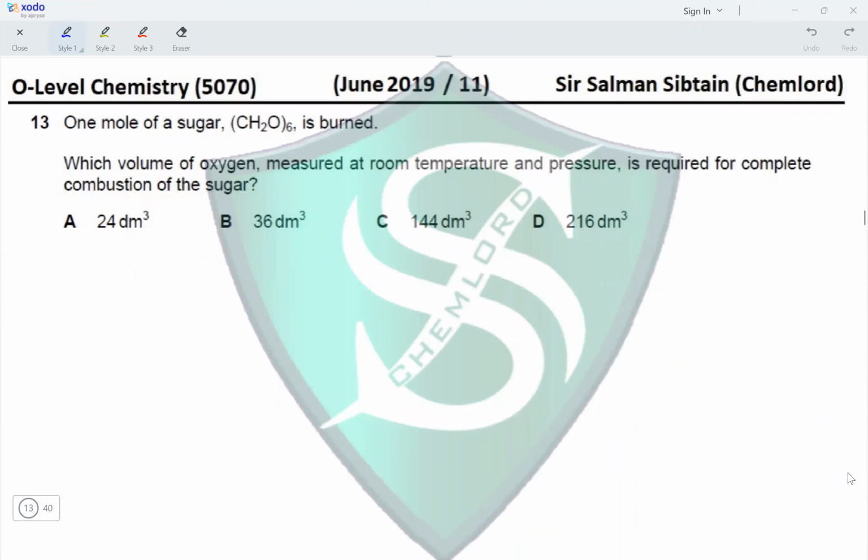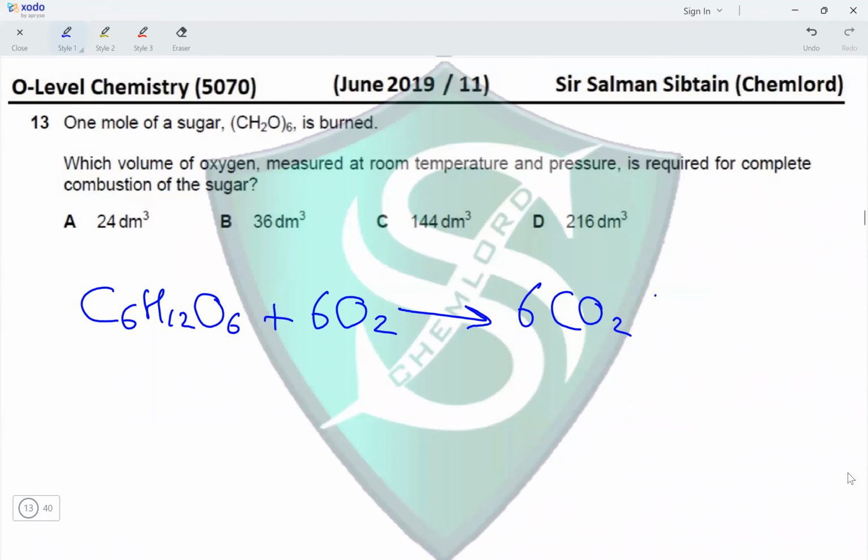Question 13. 1 mole of a sugar CH2O taken 6 times is burned. Which volume of oxygen measured at room temperature and pressure is required for complete combustion of the sugar? So the sugar is C6H12O6, which is glucose. So glucose burning in oxygen is respiration of sugar, right? Respiration. So C6H12O6 plus 6O2 gives 6CO2 plus 6H2O, the opposite of photosynthesis.